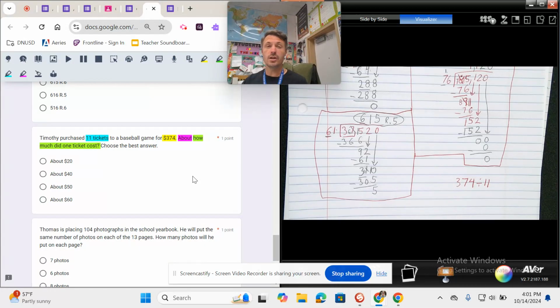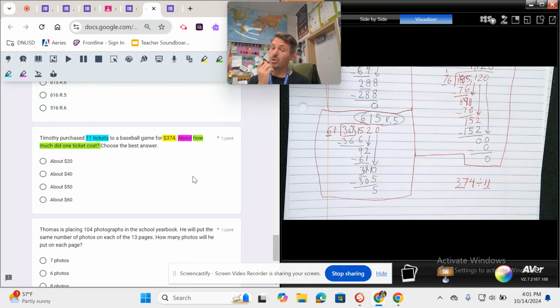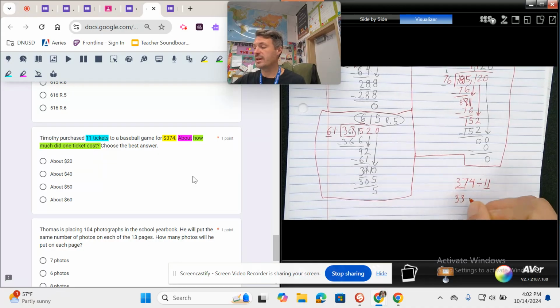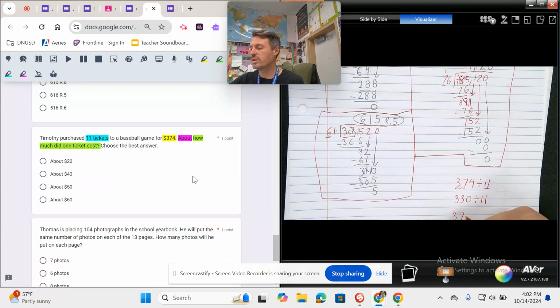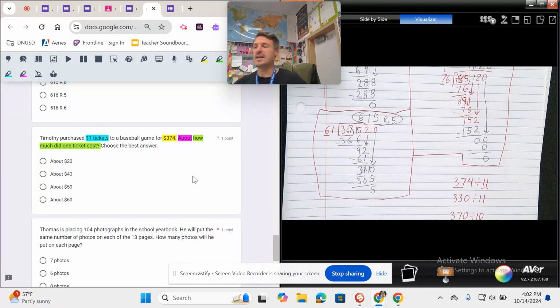Now, what we need to do here is find a compatible number with 37 that's compatible with 11, and we don't always have to perfectly follow rounding rules, because if we did, this would round to 370, but that's not a compatible number with 11. Now, 33 is a compatible number with 11, so even though it breaks the rounding rules, I'm going to change this to 330 divided by 11. Another way that you could do it is you could change it to 370 and then round the 11 to 10.